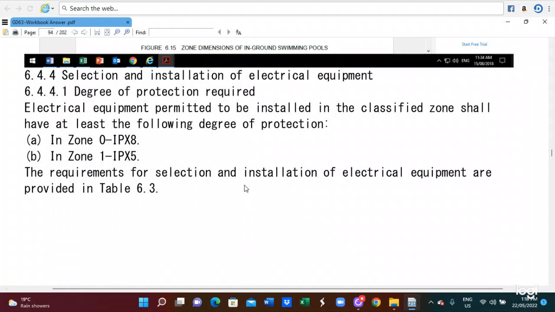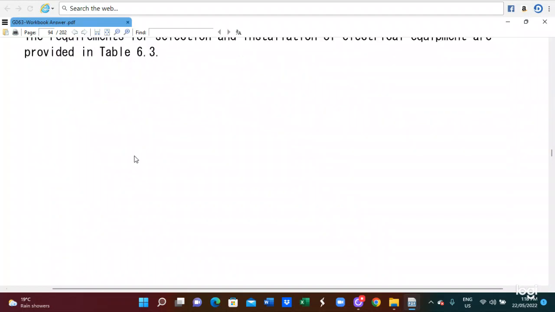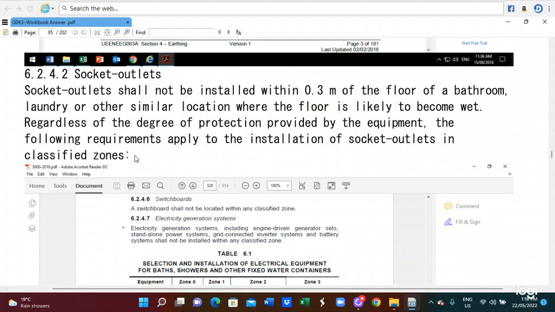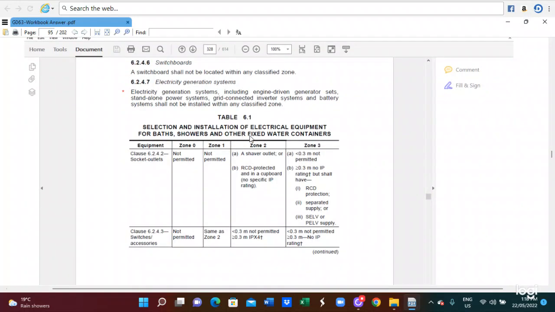Similarly, in the meantime, you also follow clause 6x4x4, selection and installation of the electrical equipment. Clause 6x4x4x1 is the degree of protection required, and also the zone 0 kind of IP protection, zone 1 kind of IP protection, under the device 6x3. Clause 6x2x4x2 is a socket outlet connection. For socket outlet connection, you have to follow table 6x1.